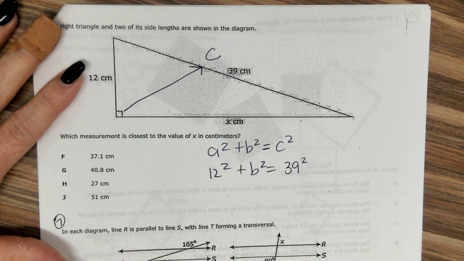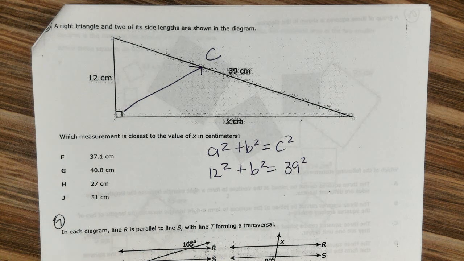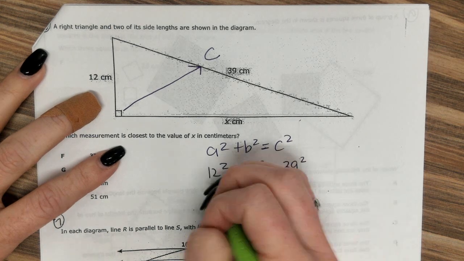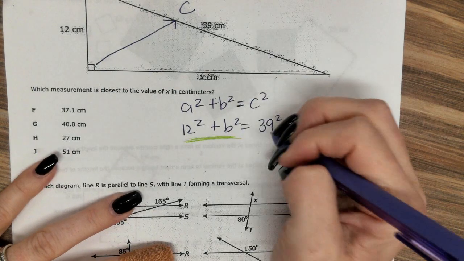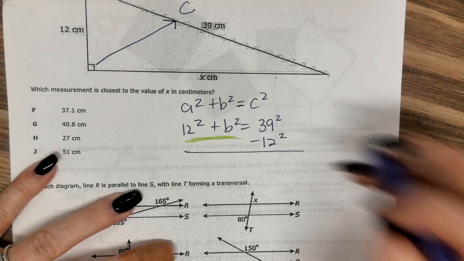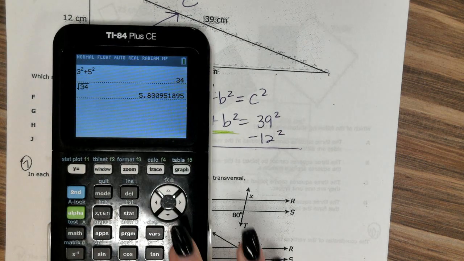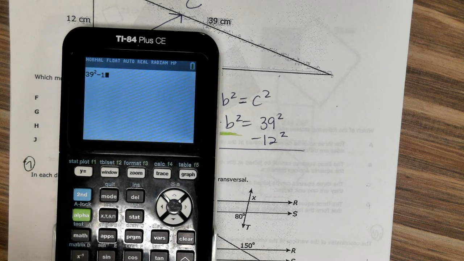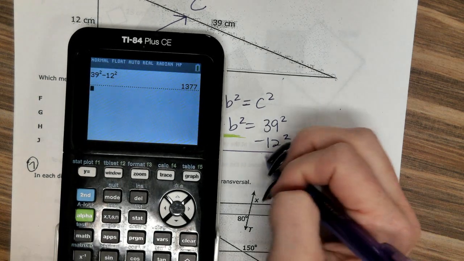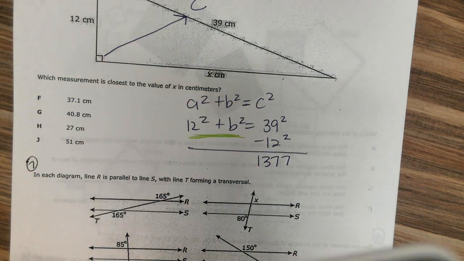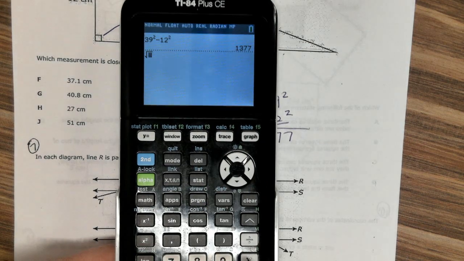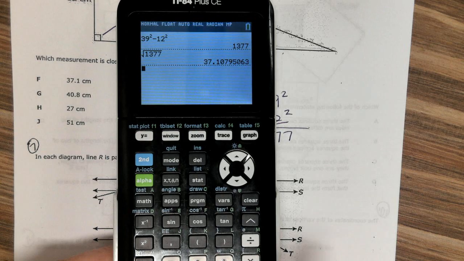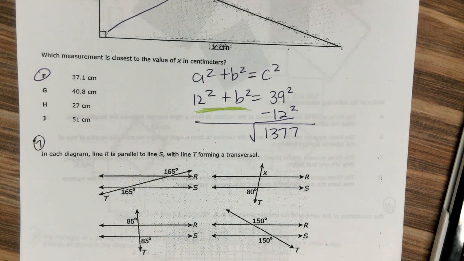So question, am I going to add or am I going to subtract? Why? They gave me c. I cannot add. So I'm going to do 39 squared minus 12 squared, which is 1377. Is that my answer, or do I have to square root it? So the square root of 1377 is 37. So the answer was F.